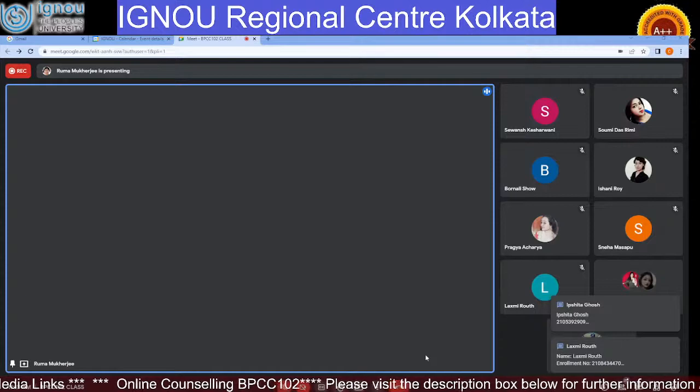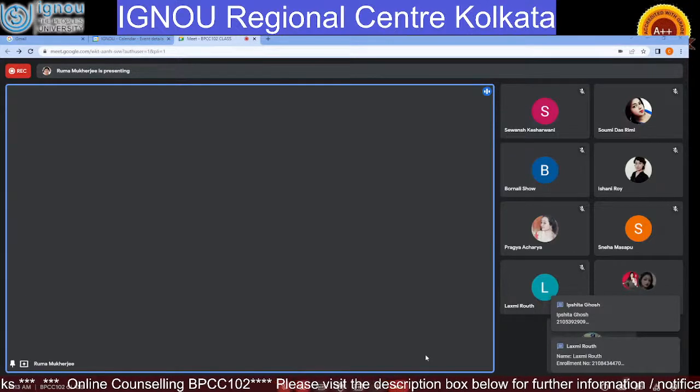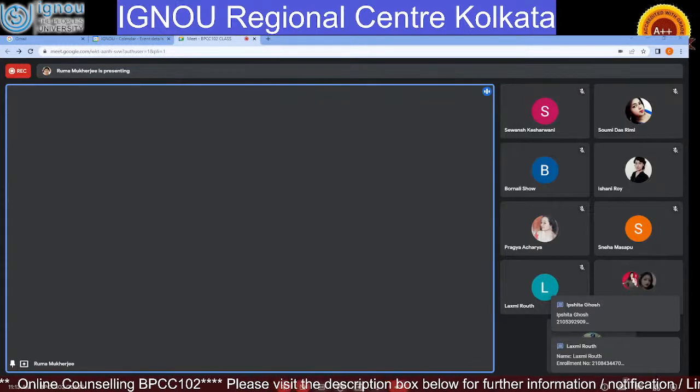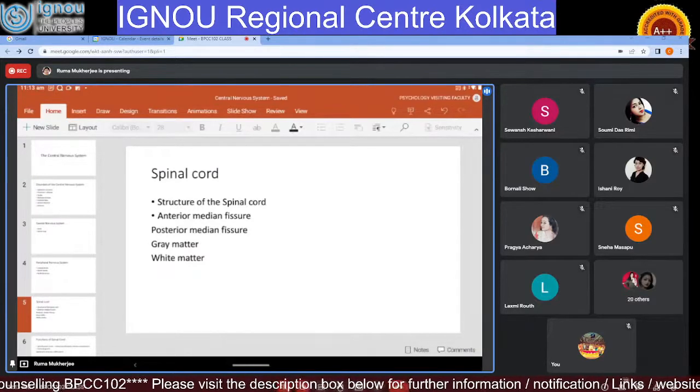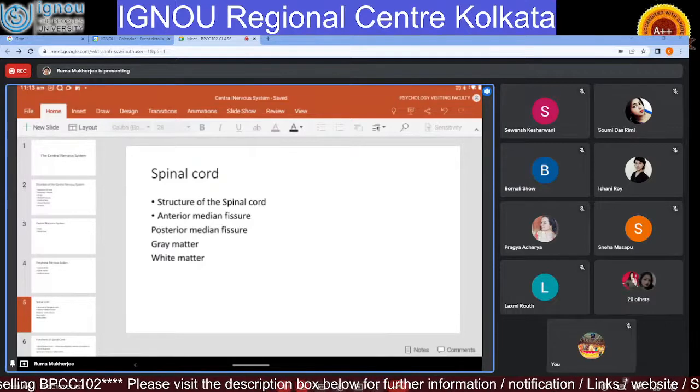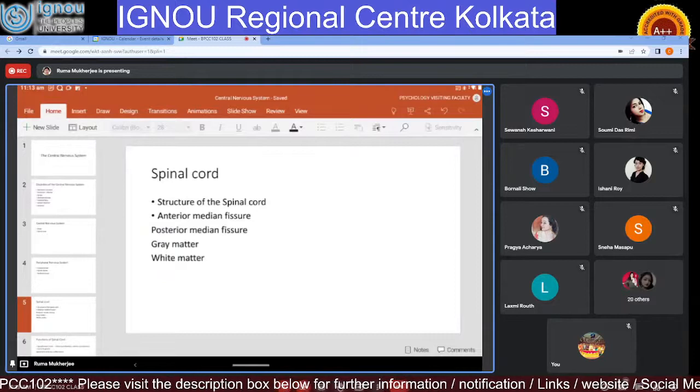Now, there is a pair of spinal nerves that you all know from when you studied the previous section on the neuron. I told you about the pair of spinal nerves. That means there are 31 different levels of the spine.